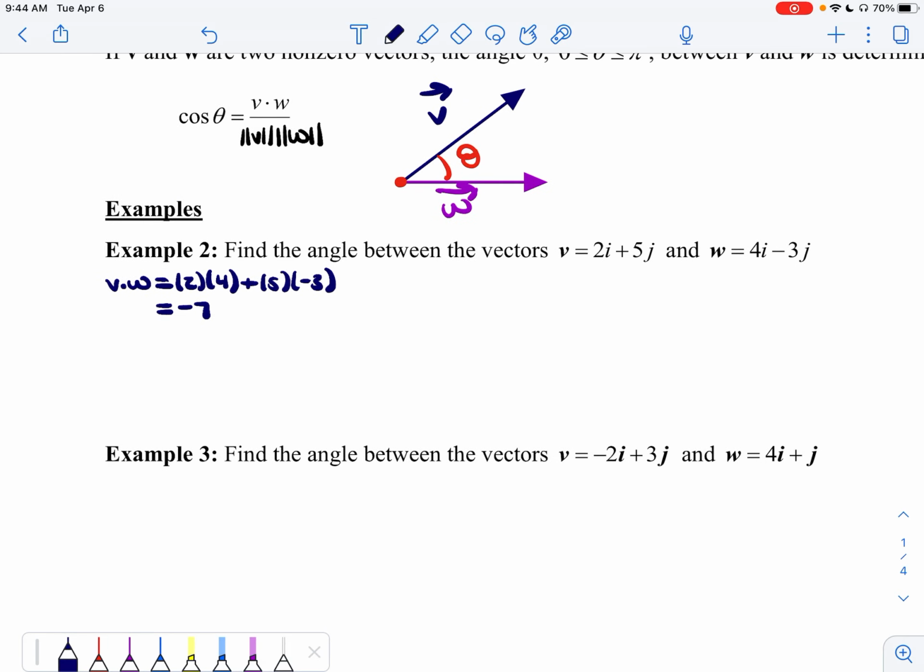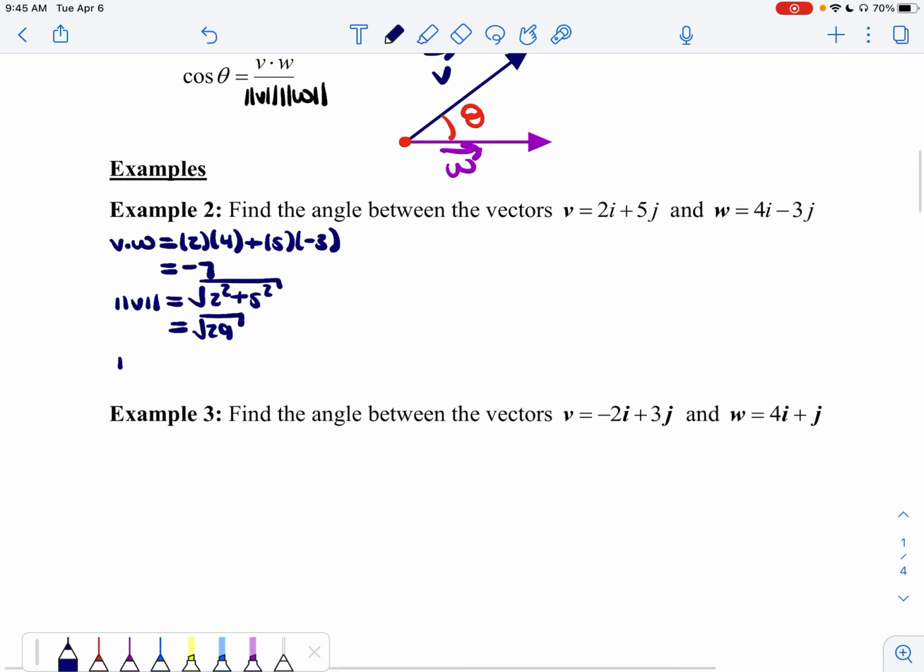Then we want to find the magnitude of each of our two vectors for our denominator. The magnitude of a vector, remember, is just using the Pythagorean theorem. So the magnitude of v would be the square root of 2 squared plus 5 squared. So that's going to be the square root of 29. And then the magnitude of w is going to be the square root of 4 squared plus 3 squared.